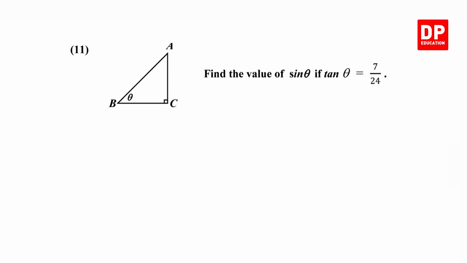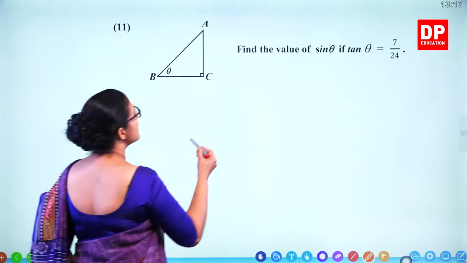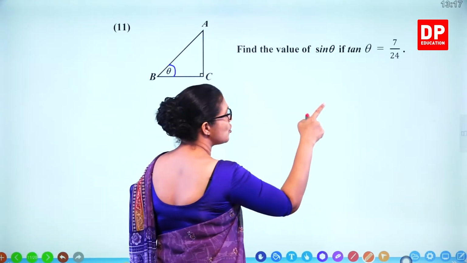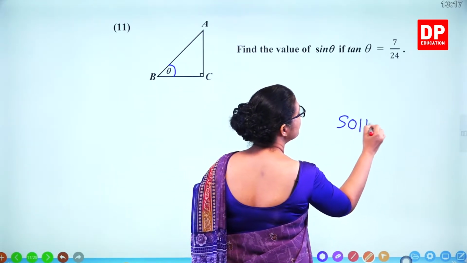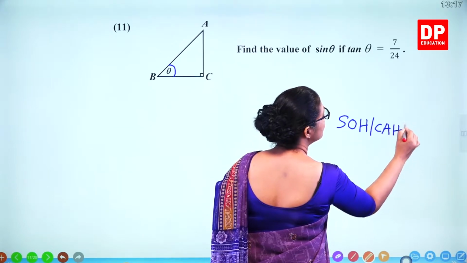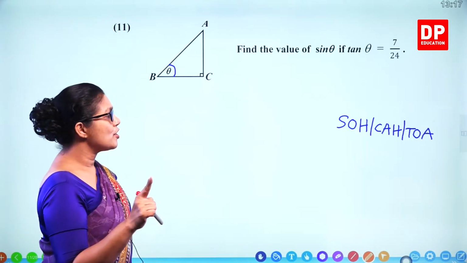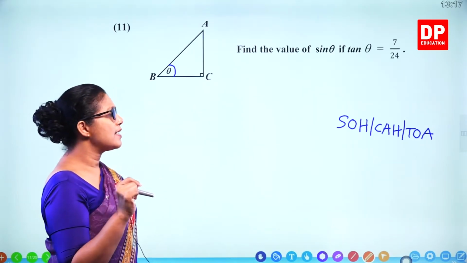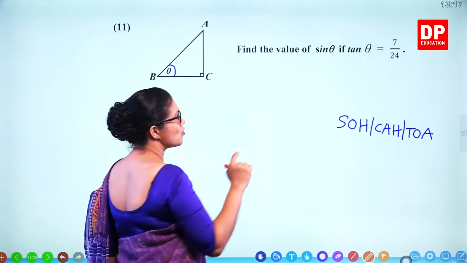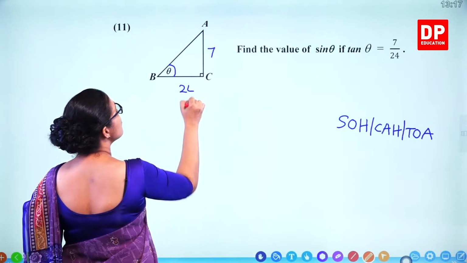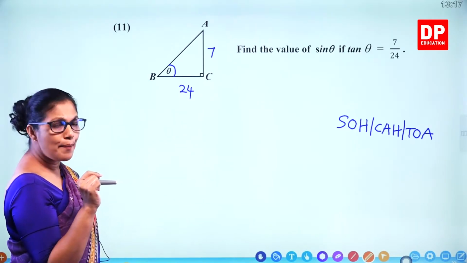Question number 11. Find the value of sine theta if tan theta equals 7 over 24. Tan theta means opposite over adjacent. Sine is opposite over hypotenuse, cos is adjacent over hypotenuse, and tan is opposite over adjacent. So this is opposite. If this is theta, this is 7 and this is 24. So you can find out the hypotenuse.